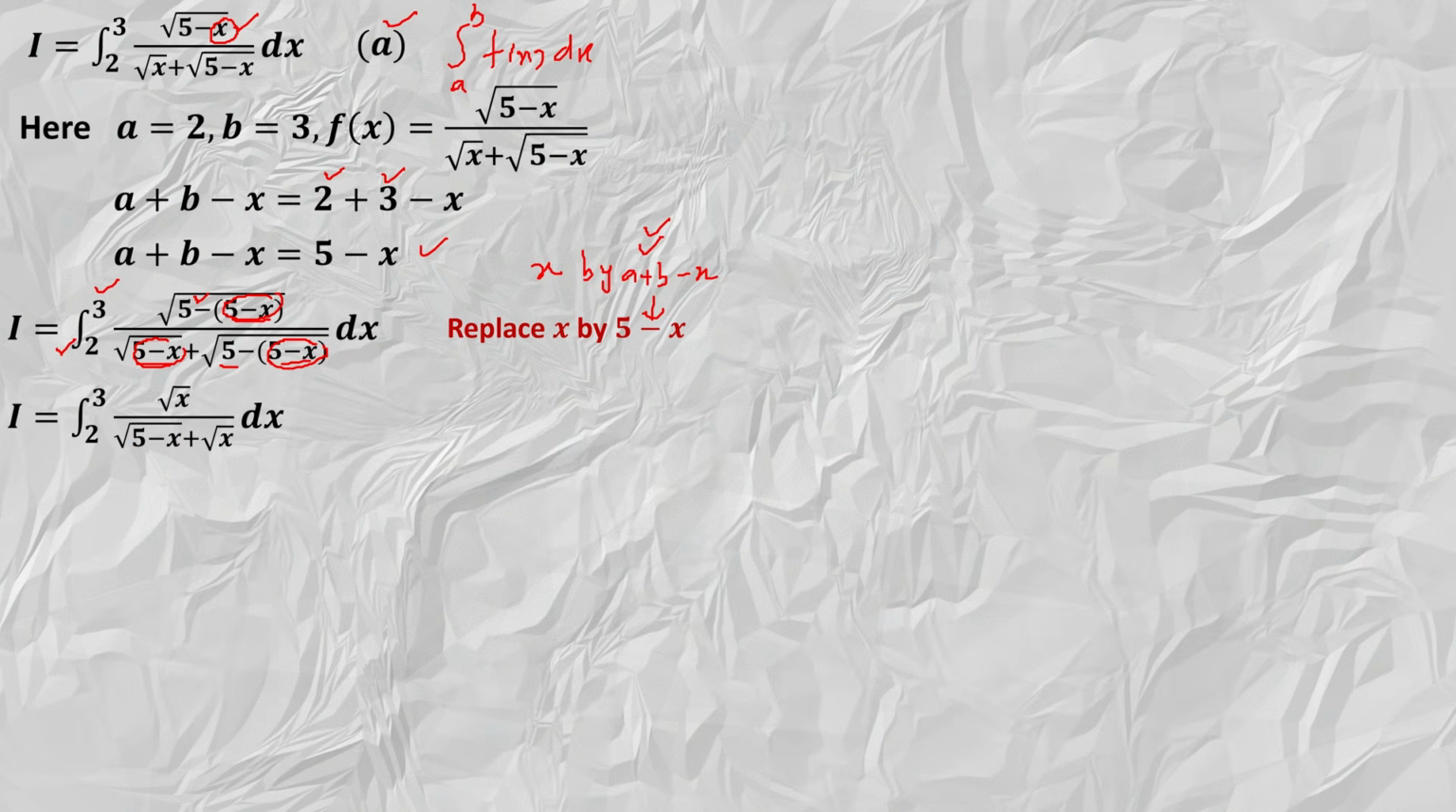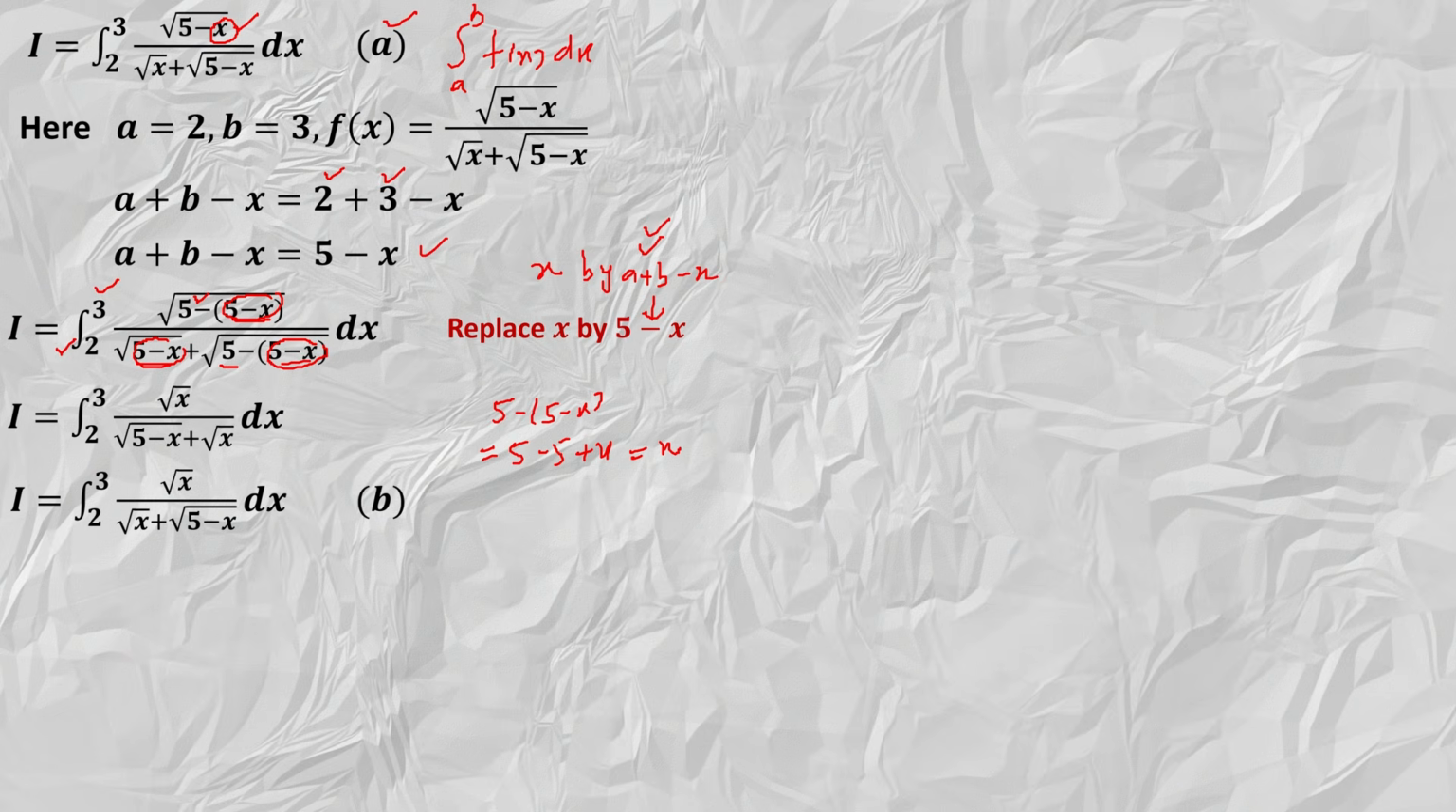After simplifying, we get the integral from 2 to 3 of square root of x over square root of 5 minus x plus square root of x. 5 minus (5 minus x) has been simplified to get x. After rearranging, we get this integral. Call this integral as expression B.